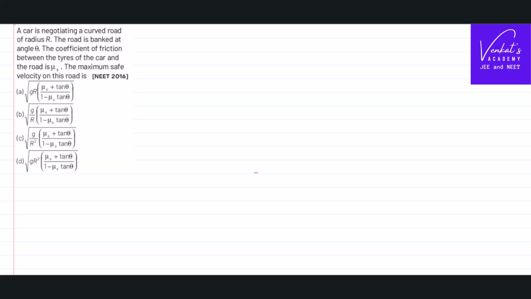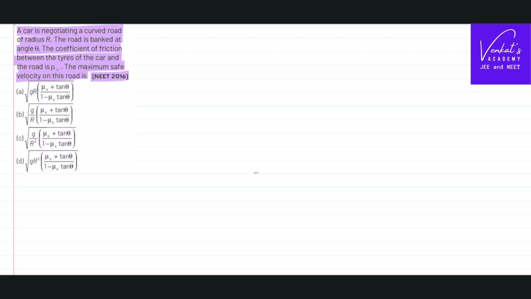This is a problem given in NEET 2016, concept of friction. The problem is like this. A car is negotiating a curved road of radius r. The road is banked at an angle theta. The coefficient of friction between the tires and the road is mu. What is the maximum safe velocity of this car on this road is the question.